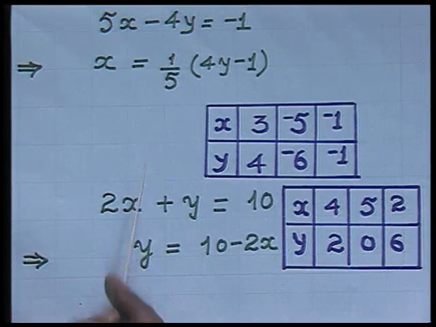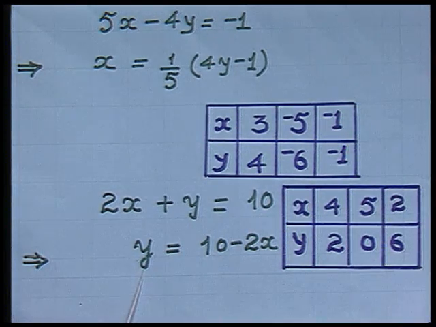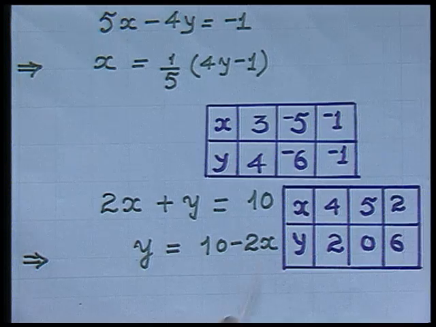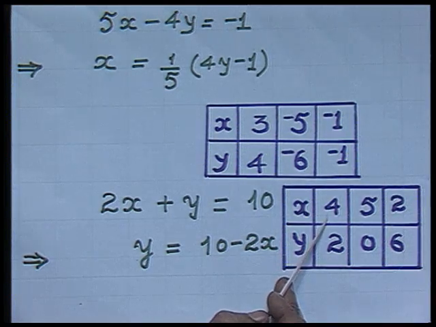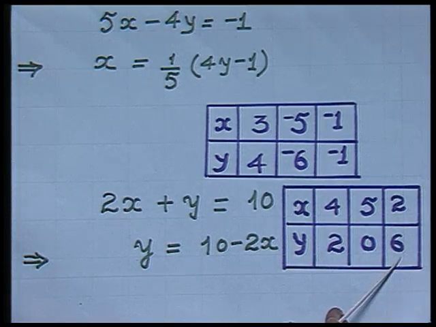And for the second equation, 2x plus y equals 10, I have made y the subject. Now this has been done purposely, because if I make y the subject, I am avoiding fractions. So whenever you have equations, always see that when you are transforming it either into x or y, if possible, the fractions are avoided. So for these, the ordered pairs are (4, 2), (5, 0), (2, 6).